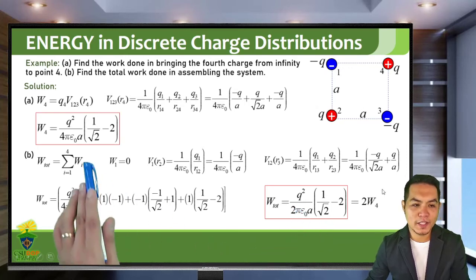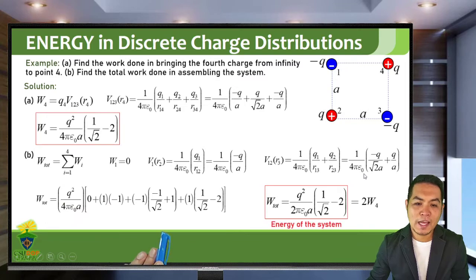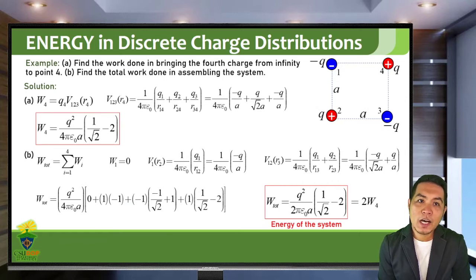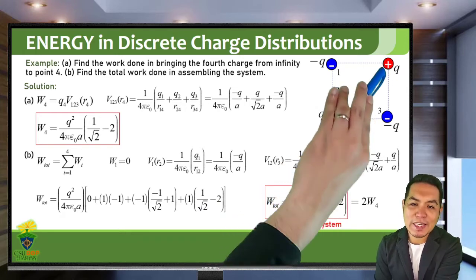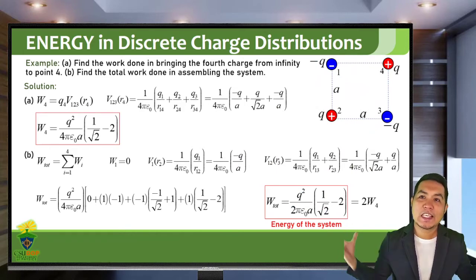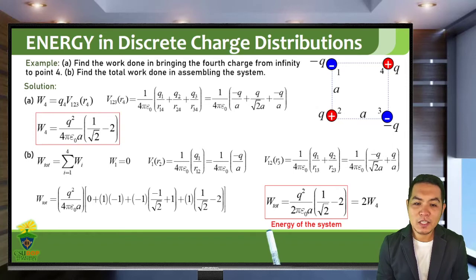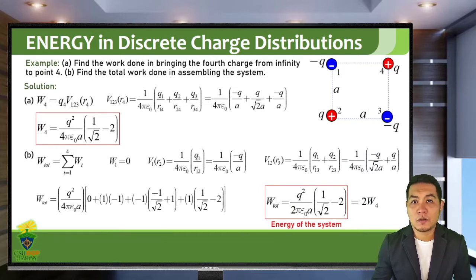So it's actually just twice the work done in bringing the fourth charge from infinity to point 4. And this is now the energy of your system. This is the energy expended by an external force in assembling the system. Therefore, this will also be the energy used by this four-charge system in disassembling. If they want to disassemble the distribution, this is also the energy needed. Basically, they use the energy given to them to disassemble themselves.